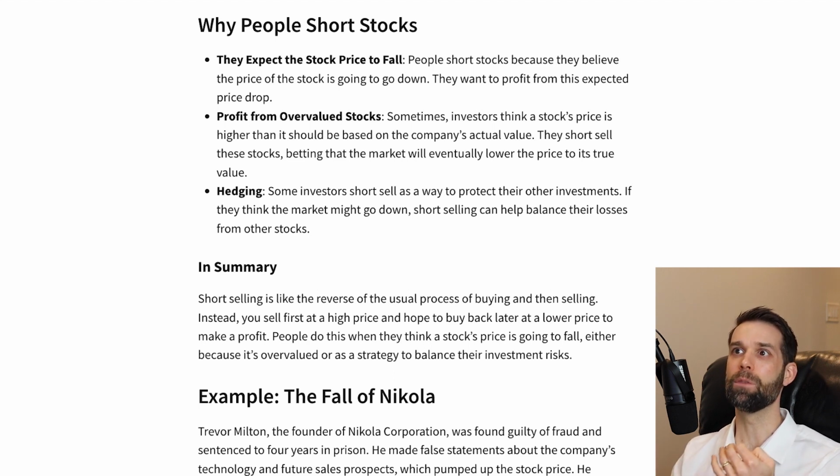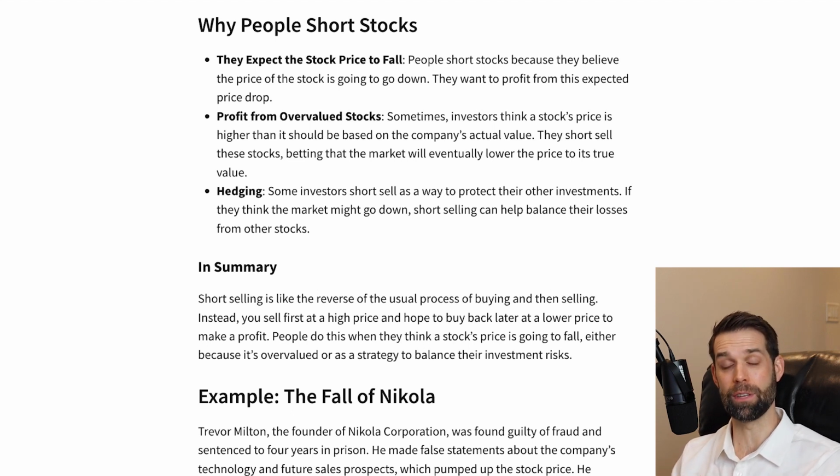But typically, you expect the price to fall. So whether you believe the stock's going to go down and you want to take a position to earn that profit, this is when you would open a short position. Many people might feel that some stocks are overvalued, they're valued higher than the company's actual value. So they short sell the stocks, betting that the market's going to come around and figure this out eventually, and then the price will come down.